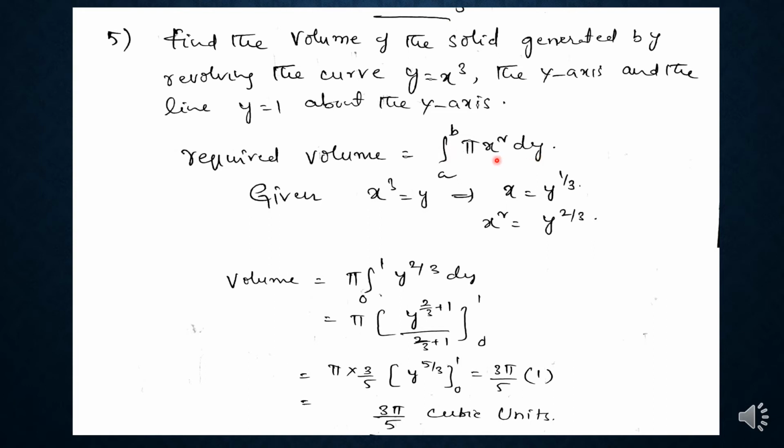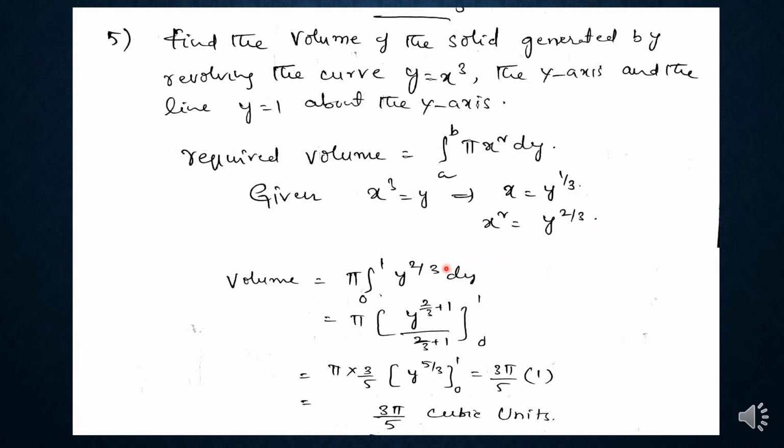We should write x in terms of y. So what is the given curve here? Given x cube equals y. Then x equals y to the power of 1 by 3. Now we want to know the x square value. By squaring both sides, we get x square equals y to the power of 2 by 3.